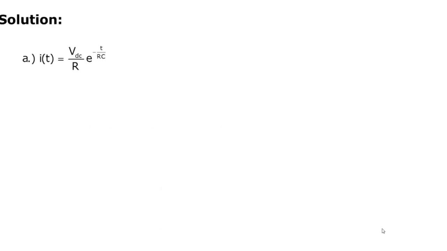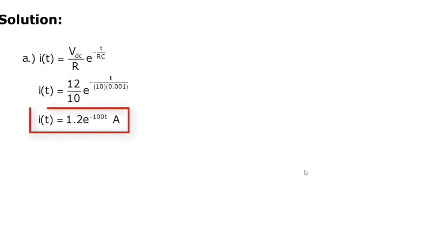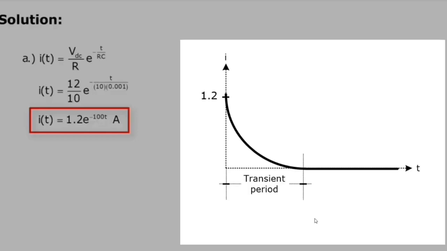Now for letter A, substitute the given values into our current equation so that we have 12 over 10 exponential negative t over 10 times 0.001. Our final answer will be equal to 1.2 exponential negative 100t amperes. This equation is approximately represented by this graph.